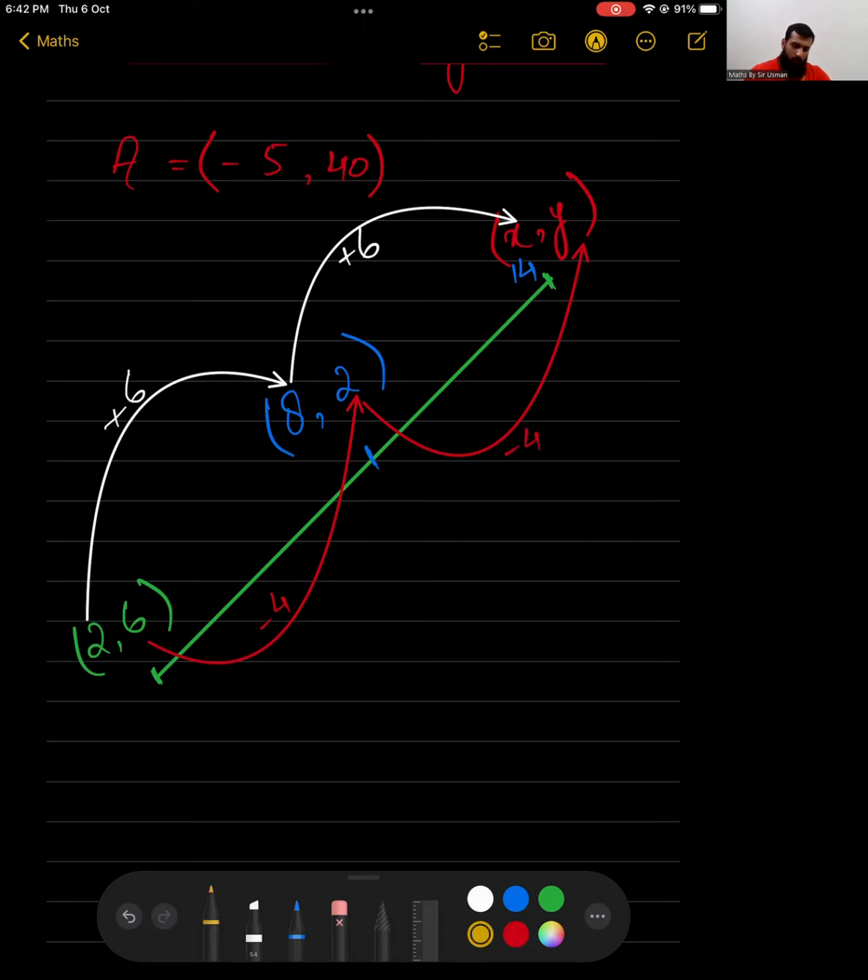Can anyone of you guess the point over here? That would be like our point of y. कोई guess कर सकता है? 2 minus 4 is going to produce -2. Very good, Usma. So we have our coordinates for the other side, which is 14, -2.